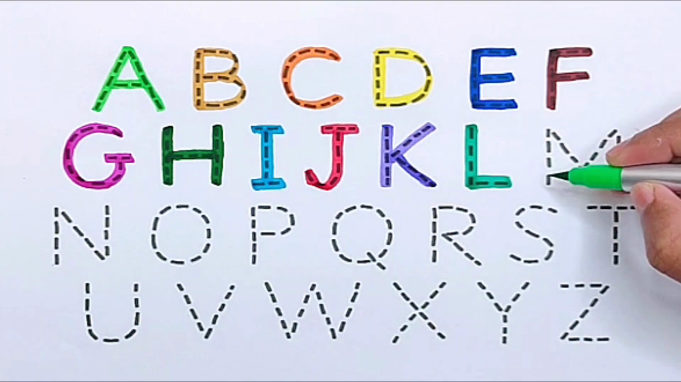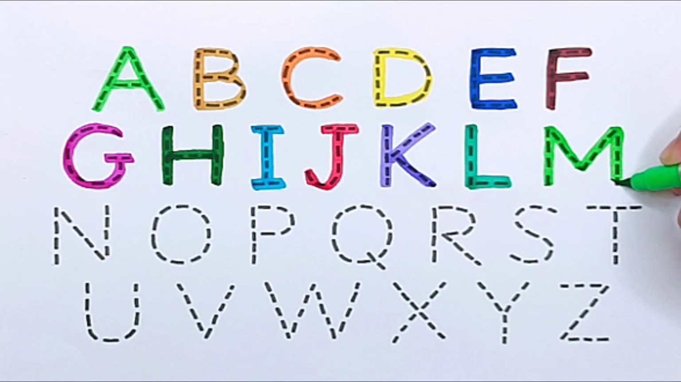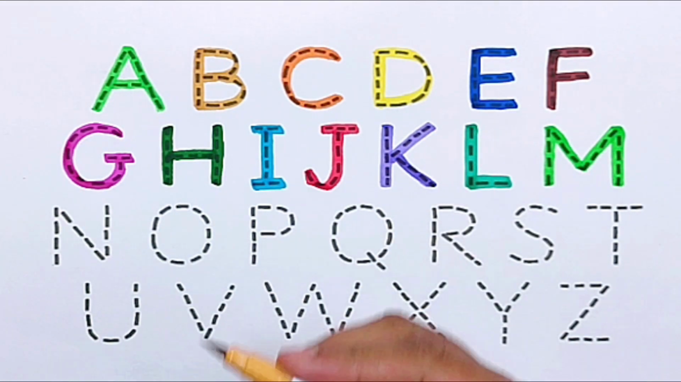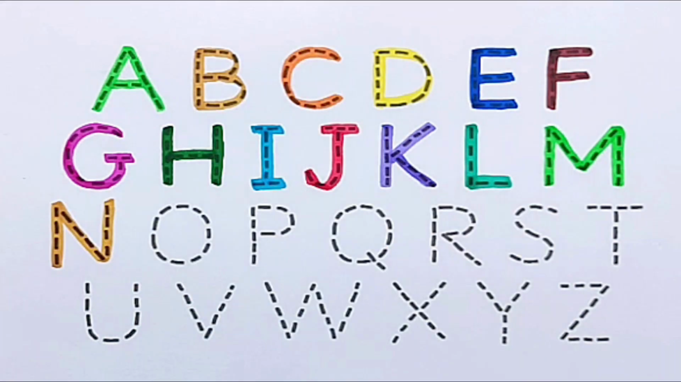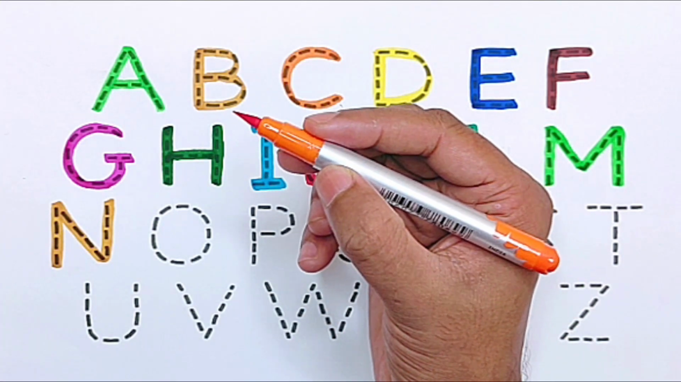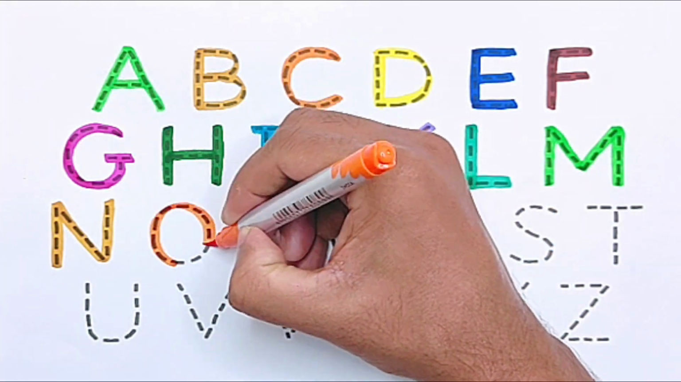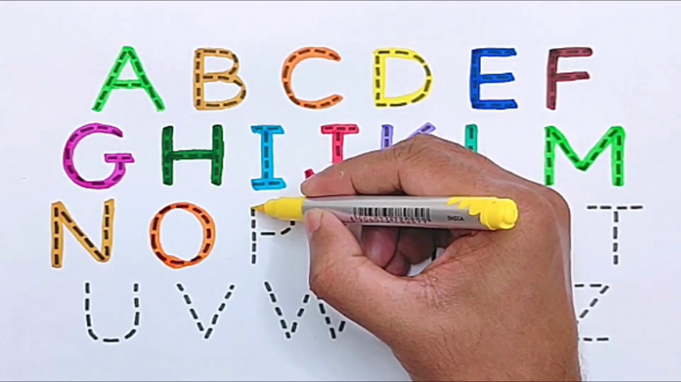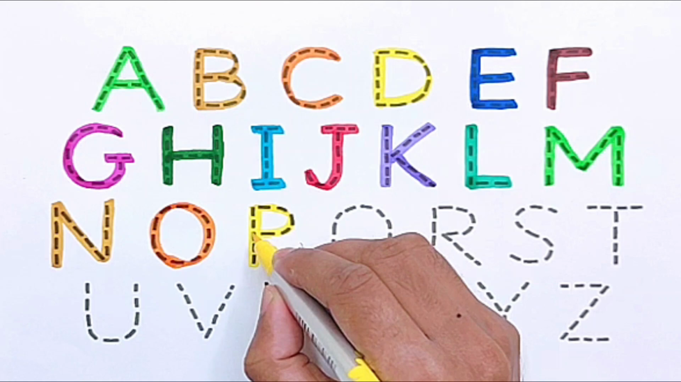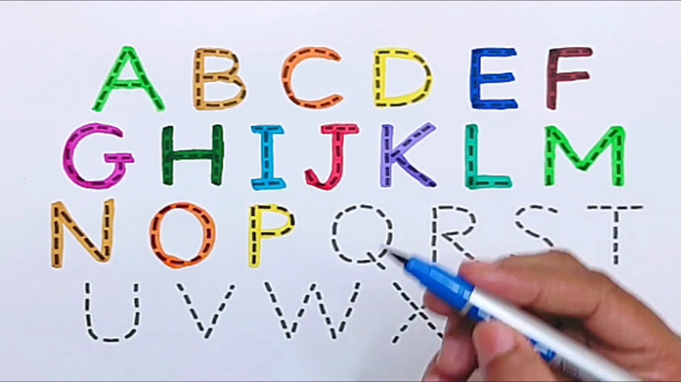Light green color. M for monkey. Yellow brown color. N for nose. Orange color. O for ox. Yellow color. P for potato.